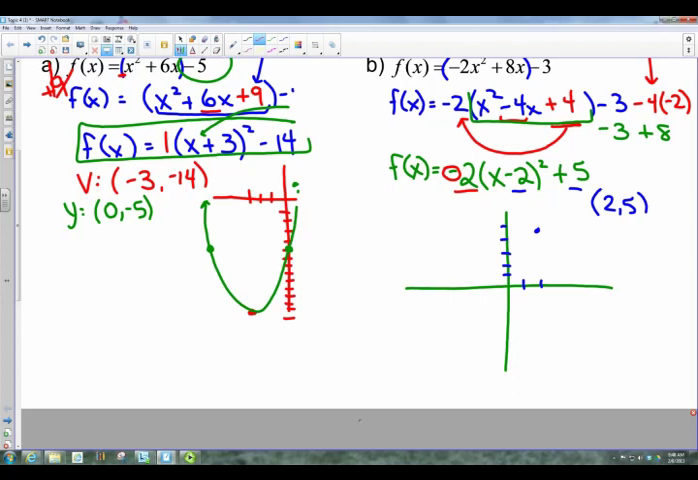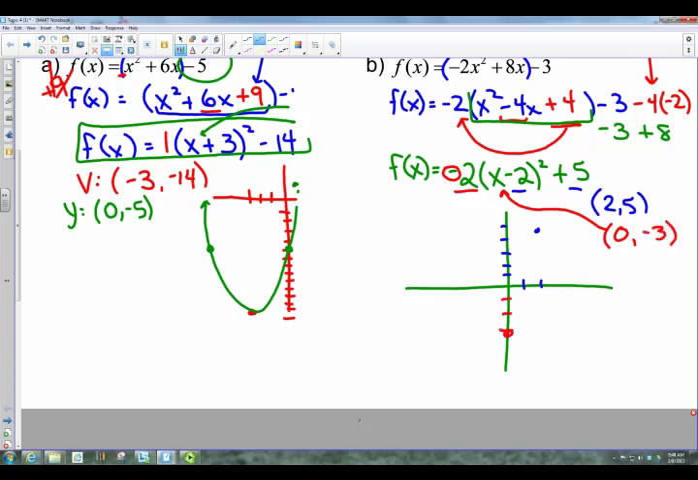Okay, so a couple options. We substitute in a point maybe. If I substitute in 0, I take 0 and substitute it right there. So you've got 0 minus 2 is -2. -2 squared is a +4. +4 times -2 is -8. Plus 5 is -3. And that gives me the point 0, -3, which is right down there.